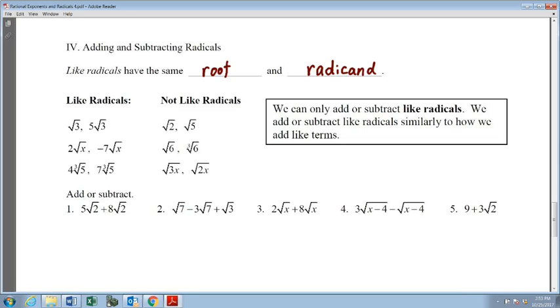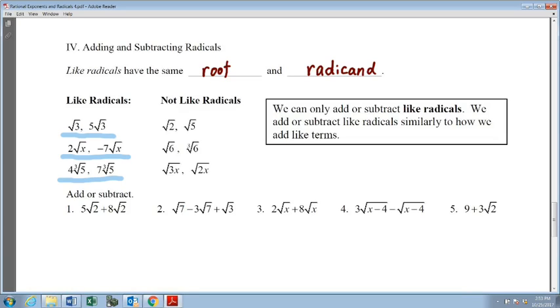So notice here, these both have the same radicand 3 and they're both square roots. Those are like radicals. Same thing here, same thing there. So all of these have the same root. The first two pairs are square roots, the last one are cube roots. And they also have the same radicand, the same number under the radical sign.